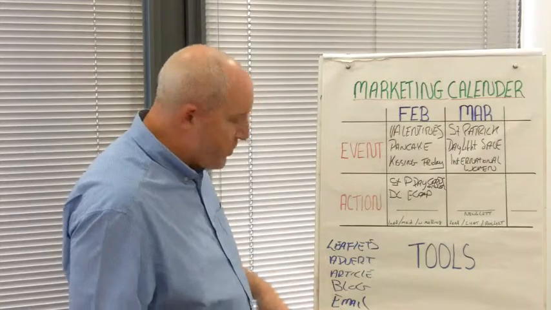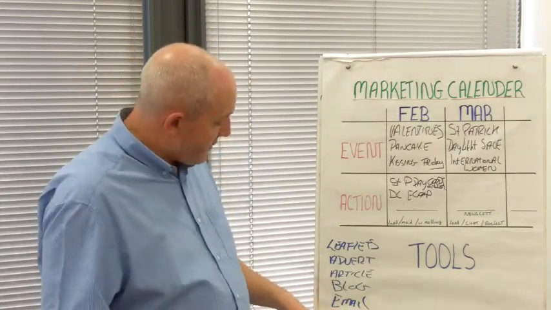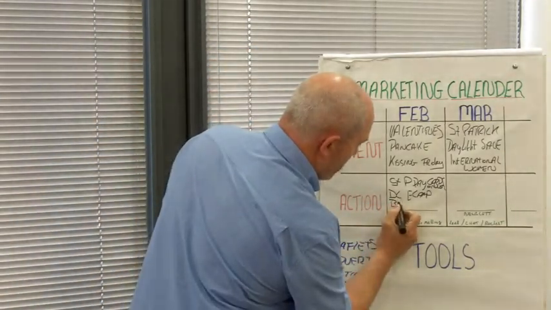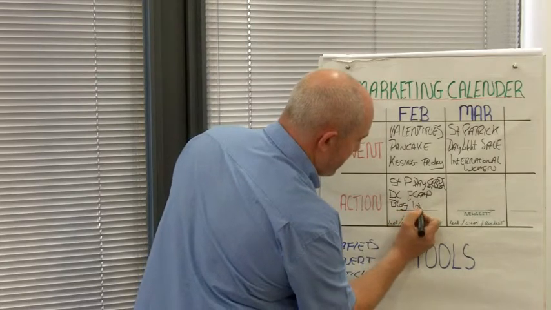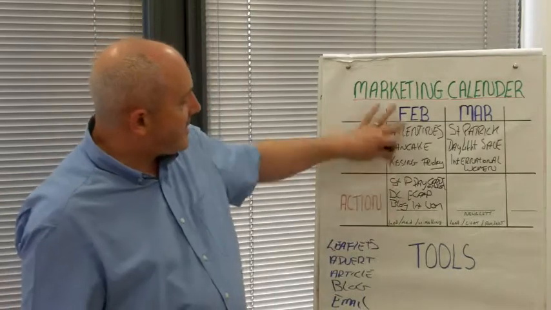I could perhaps do a blog about it, or I could perhaps do, as I said earlier, an email survey or something. But let's say for me, I'm going to do a blog. So we'll do a blog post for International Women's Day. And that is basically how my February would look.